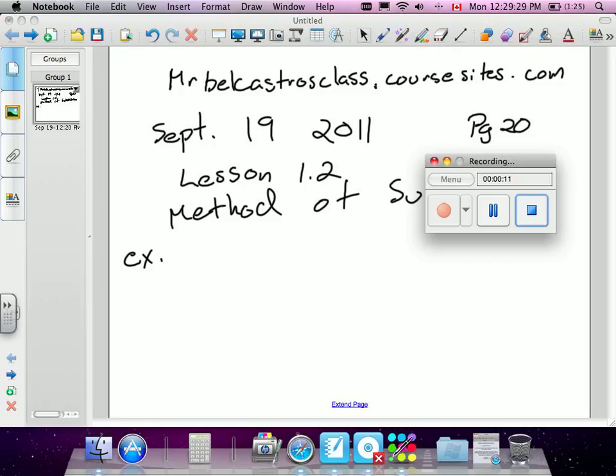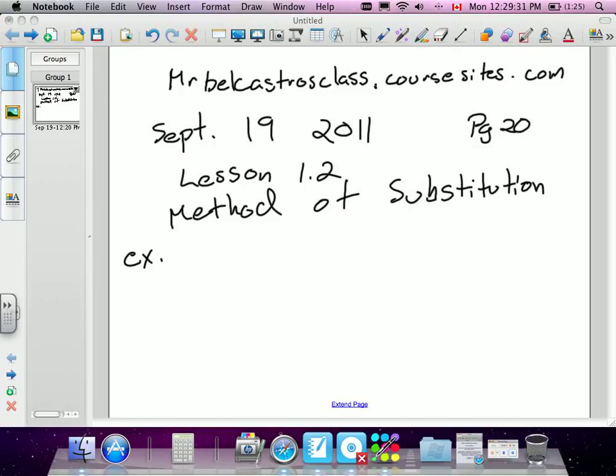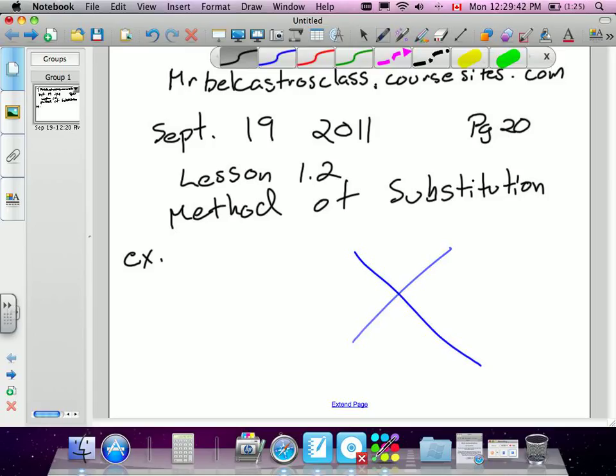Okay, method of substitution. Last class we learned about graphing lines and finding the points of intersection by graphing. Today we're going to find points of intersection by looking at the equations and using algebra to solve.